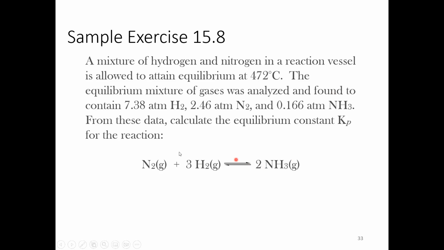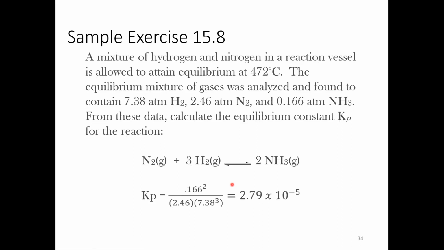And in this case, since they're all gases, we're going to include all 3 of these substances in our equilibrium constant. So we'll have the partial pressure of ammonia, and then we'll square it on top. So that's why we've got 0.166 squared. And then the reactants on the bottom, N2 has a coefficient of 1, so we don't need to raise that to any power. So just 2.46. But the hydrogen has 3 in front of it, so we'll raise it to the third power, 7.38 for the partial pressure of the hydrogen. And we're going to get a pretty small number here, 2.79 times 10 to the -5th.